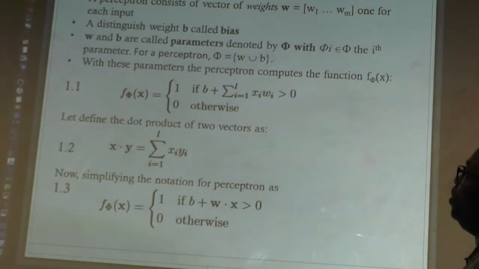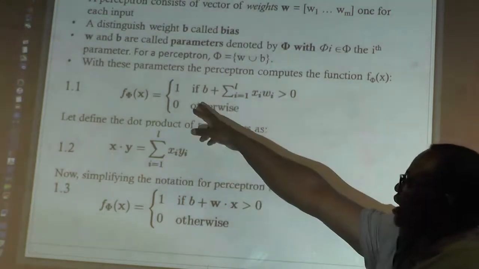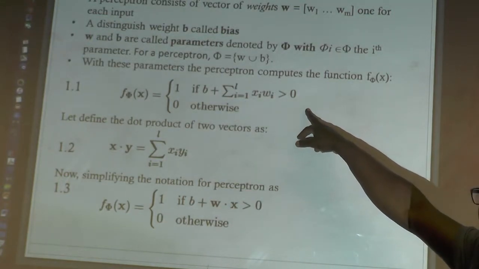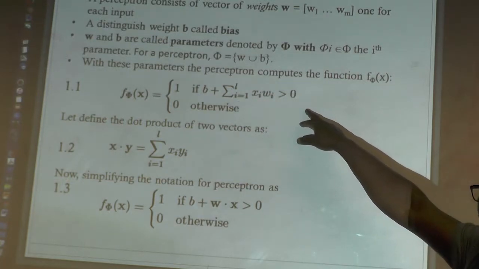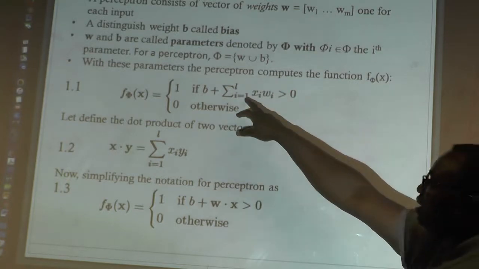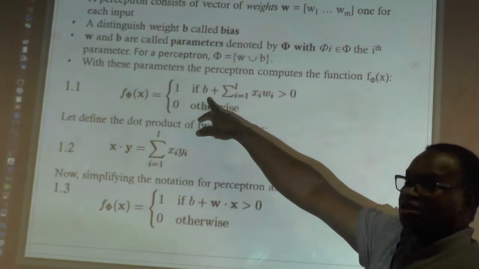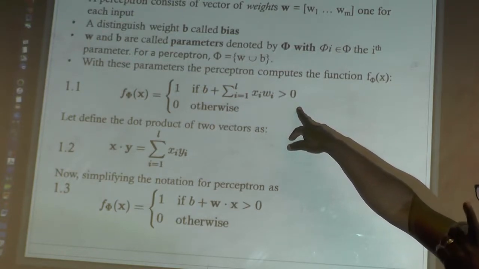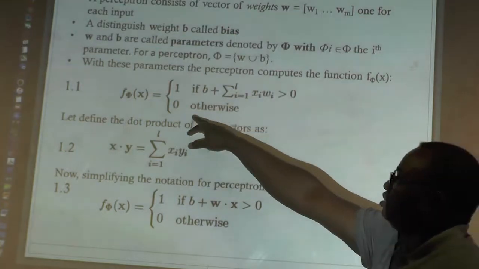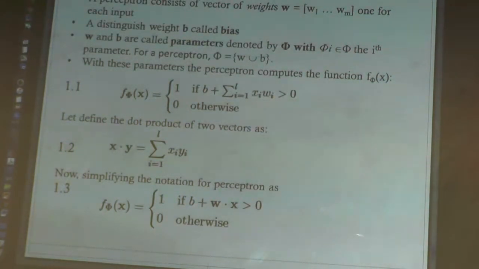So we have a distinguished way to call bias. And our perceptron now is a function which computes to 1 if this quantity is greater than 0. Remember, that's our linear model. Look at this. That's our linear model. Our linear summation plus the bias, if it computes to anything greater than 0, then it's 1. The perceptron is 1. If it is not, then it's 0. Again, we come back to our 1-0 binary classification.